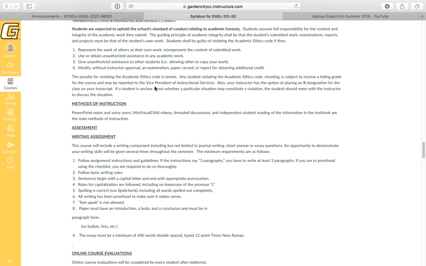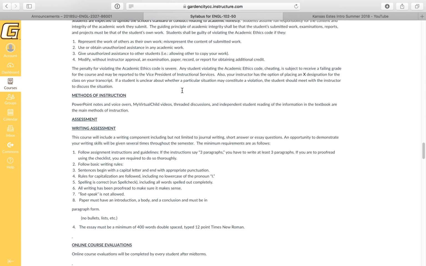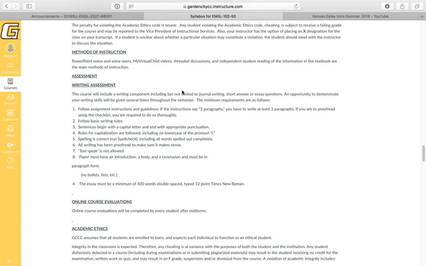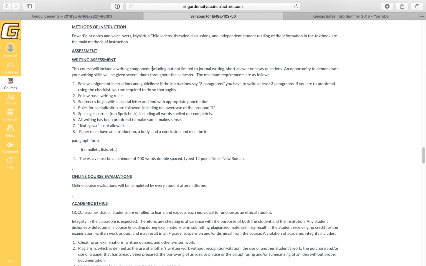As you can read for yourself, there are different codes of conduct as far as academic dishonesty, and I've just explained to you all the different things that can happen if you do engage in that. So methods of instruction, you don't need to worry about that. Essentially what you're doing is either watching videos or reading documents or doing online discussion boards or blog or writing assignments or things like that.